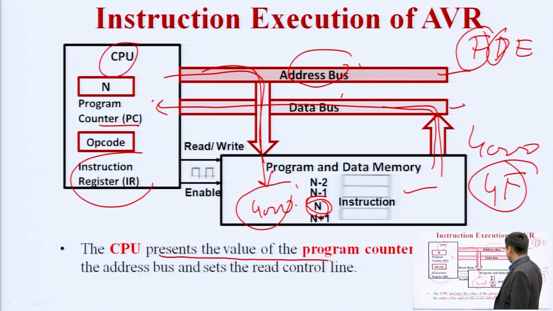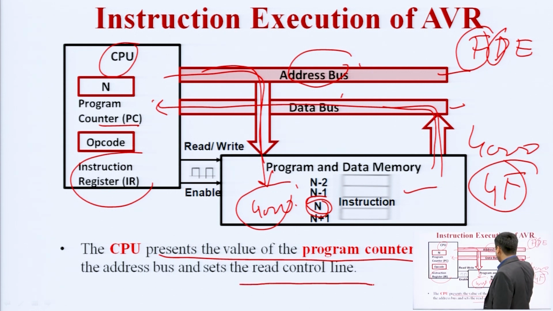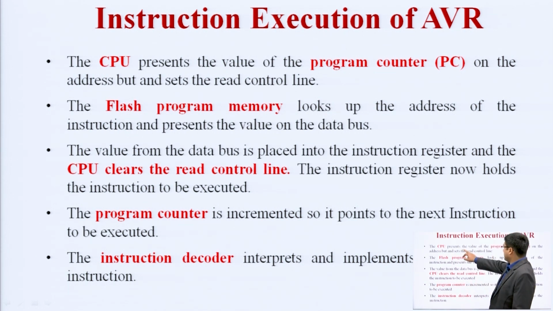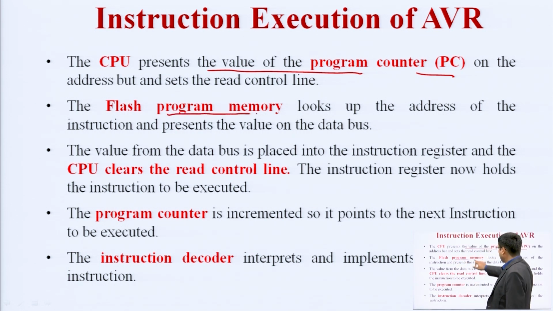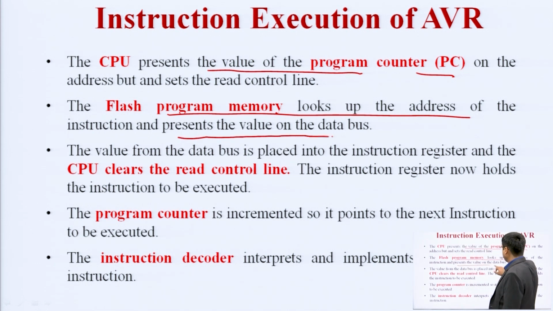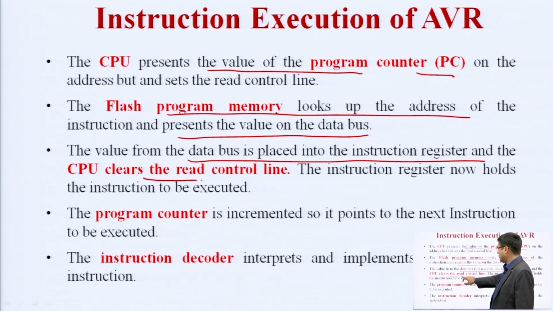The CPU presents the value of the program counter on the address bus and reads the control bus. This execution is similar to the 8051 microcontroller and 8085 processor. So this is the instruction execution. We have seen in our previous lecture that the CPU carries out the main operations. The flash program memory looks up the address of the instruction and presents the value on the data bus. The value from the data bus is placed into the instruction register. Whenever the data is fetched from the memory location, it is cleared by the read control line. The instruction register now holds the instruction to be executed.